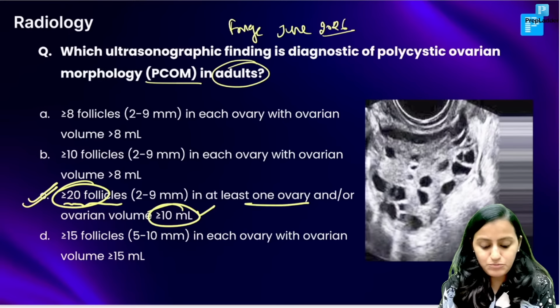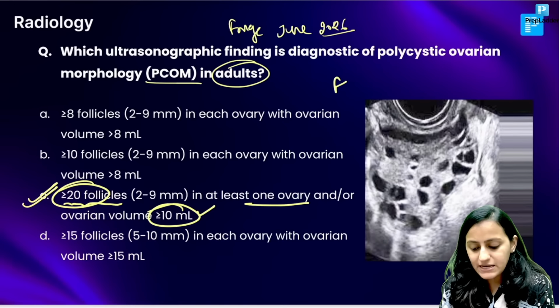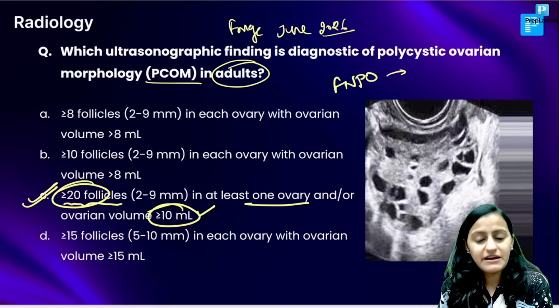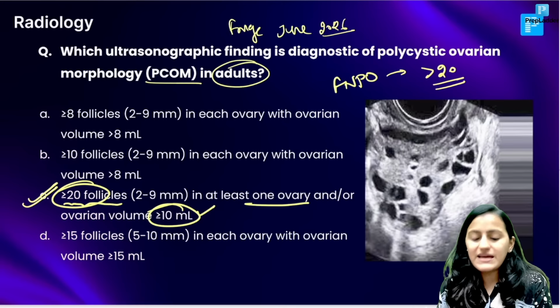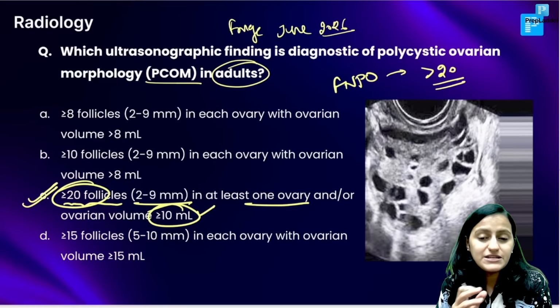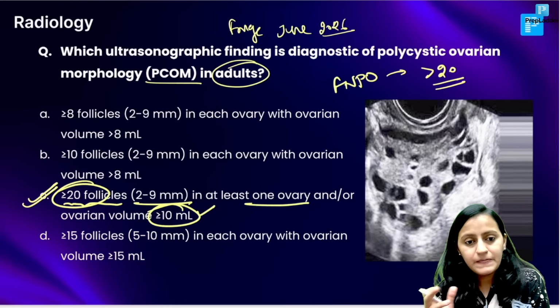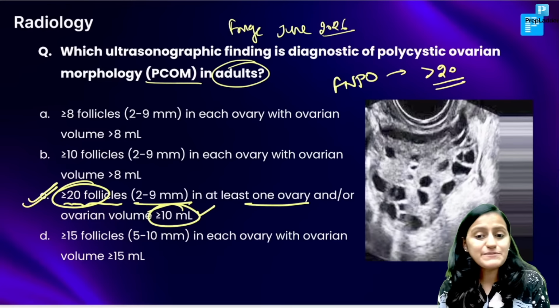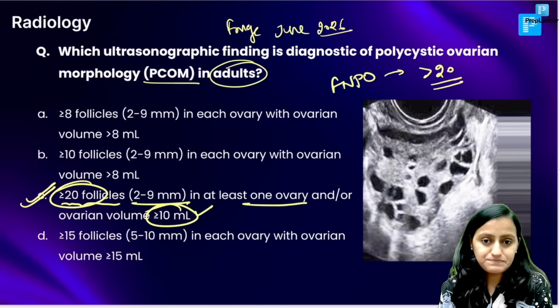So remember, it is more than 20 follicles. So basically, follicle number per ovary, FNPO, should be more than 20, and all the follicles should be non-dominant. None of them should be more than 10 mm. Okay, so please remember this point has been asked in the recent FMG exam.